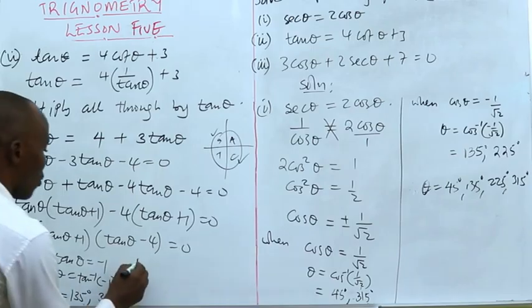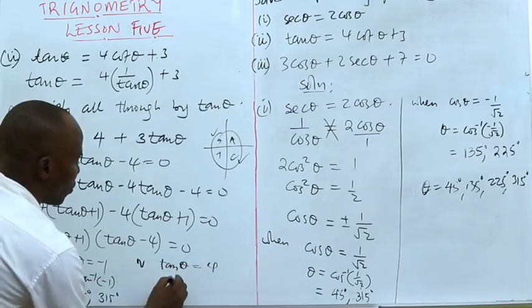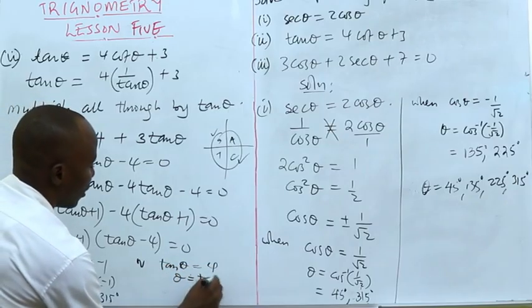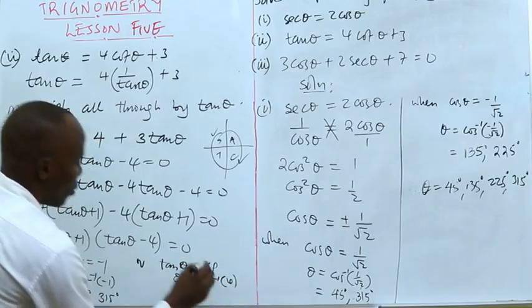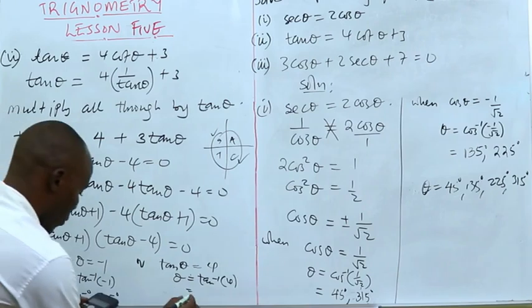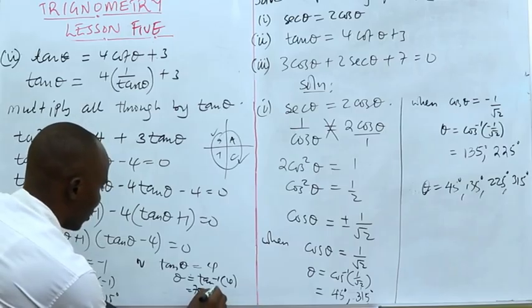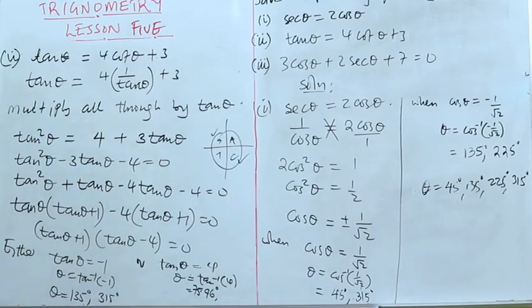Then, or tan theta is equal to 4. So theta is the arctan of 4. You can show that it is a positive ratio. So tan is positive in the first and third. So shift to the arctan of 4. This one is giving you 75.96 degrees. How do you get the second angle?